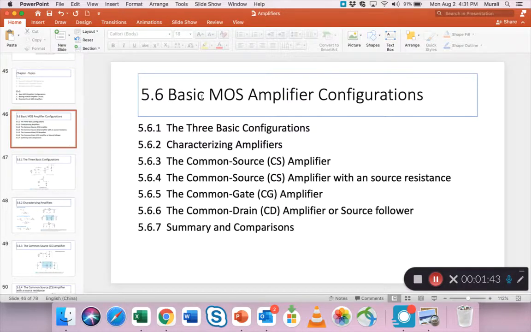All right, so section 5.6, the three amplifier configurations, talks about the common source amplifier, which is like the common emitter in the BJT, then the common source with a source resistance, which is similar to a BJT with an emitter resistance. Then we have the common gate, which is similar to the CB or common base in the BJT, and finally the common drain, which is like the common collector. The common drain is also called source follower. And then we have a section on summary and comparisons.